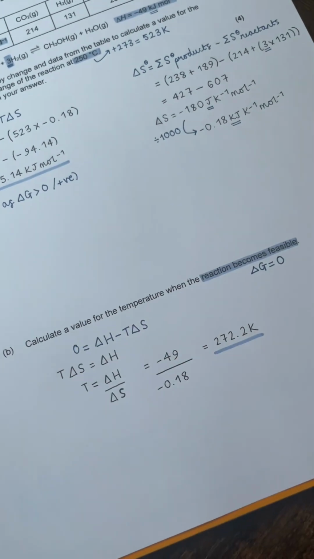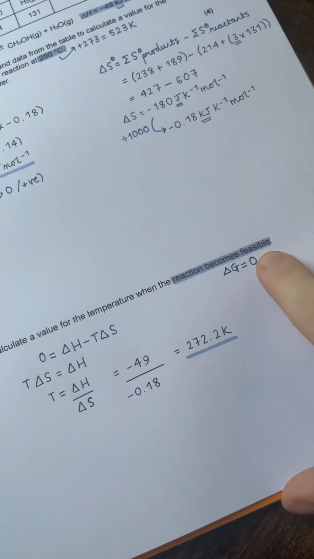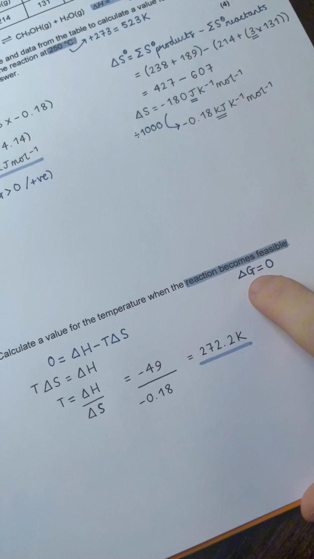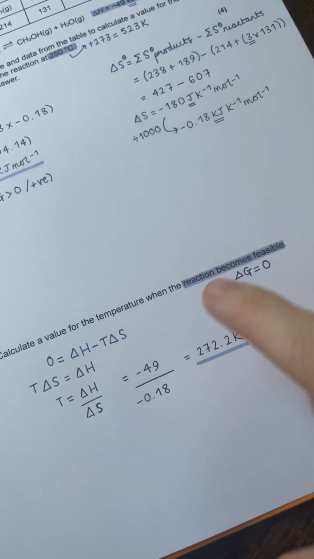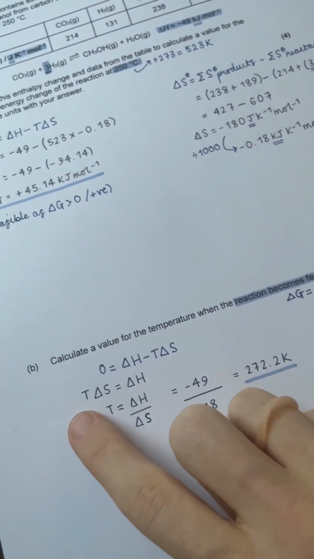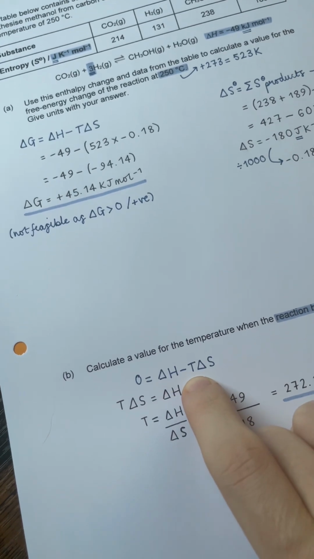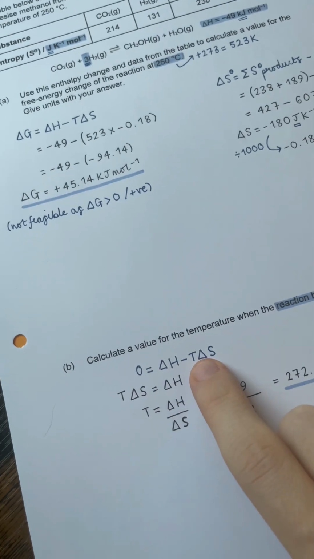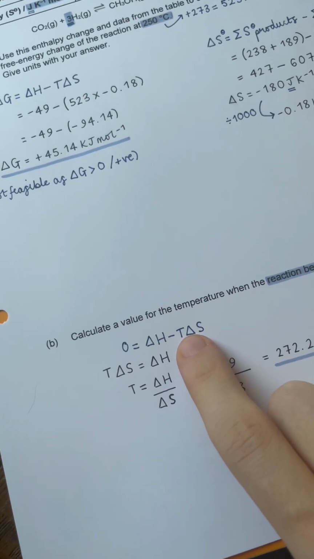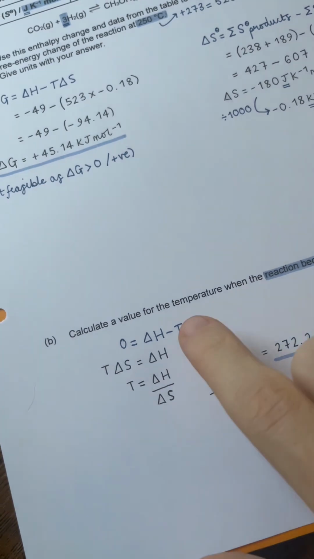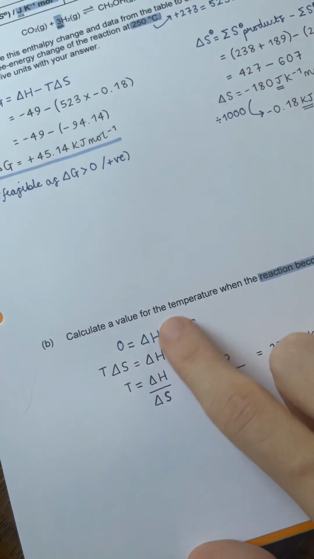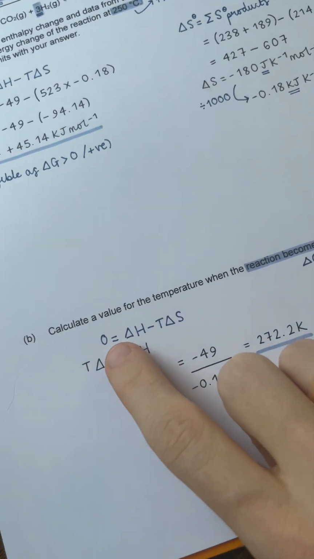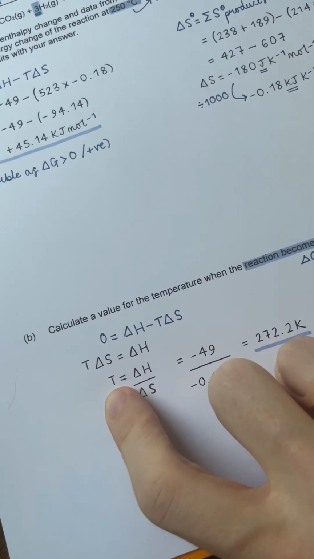So whenever it asks us to calculate a value for the temperature when the reaction becomes feasible, we set delta G to 0, because that is the first point at which the reaction becomes feasible, and then delta G will become negative. So I've rewritten out my Gibbs Free Energy equation, but I've got 0 equals delta H minus T delta S now, and then I just need to rearrange this to get temperature as the subject. So I take the negative T delta S over to the left hand side to get rid of the negative, and then I divide through by delta S to get T on its own.